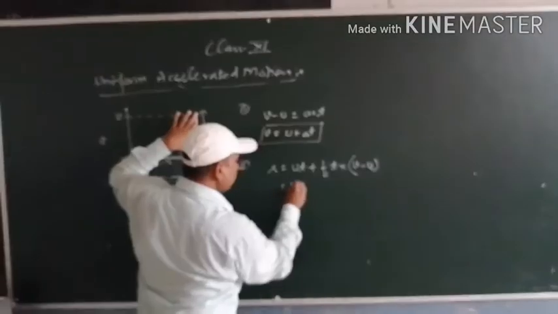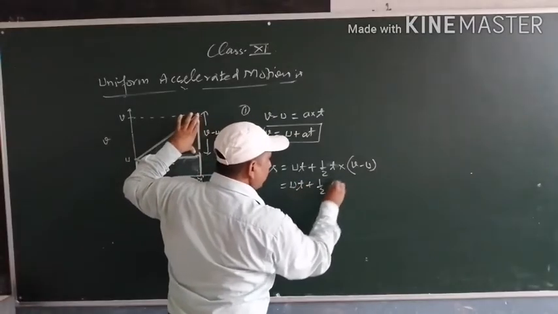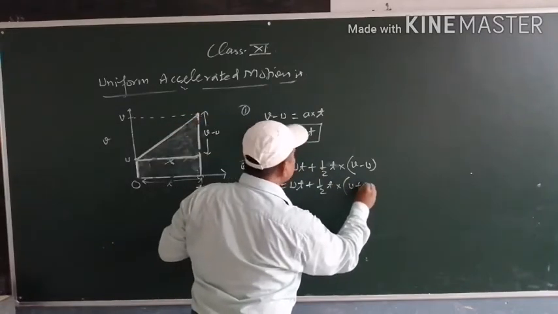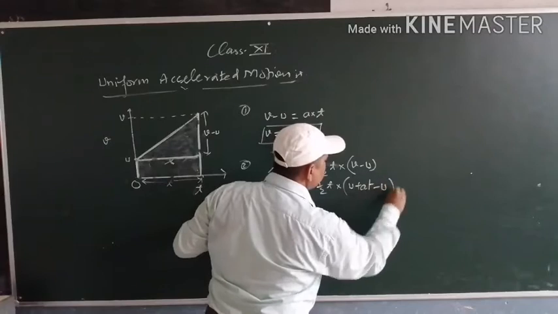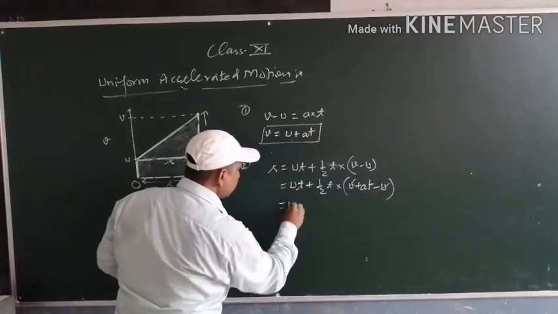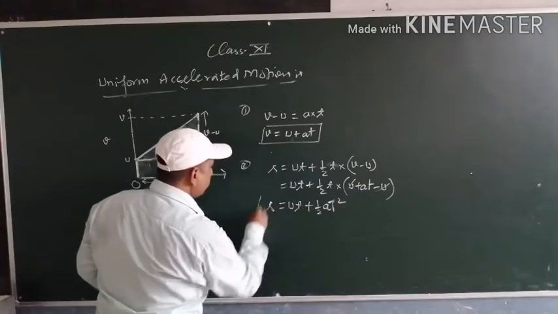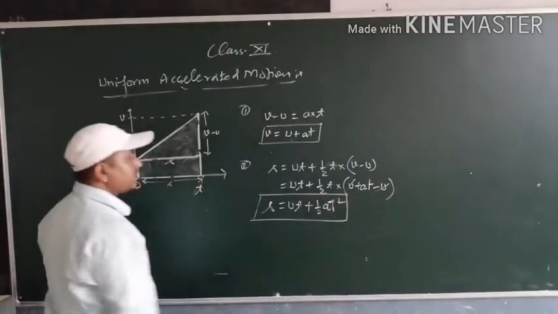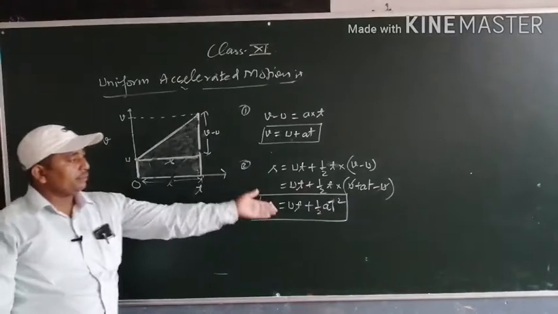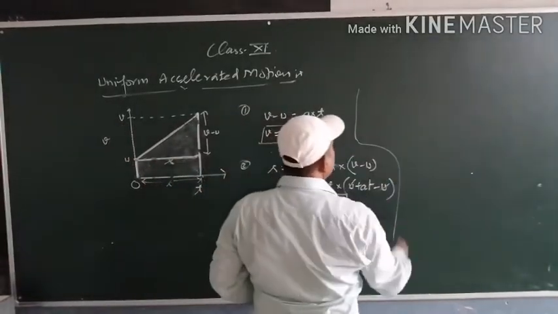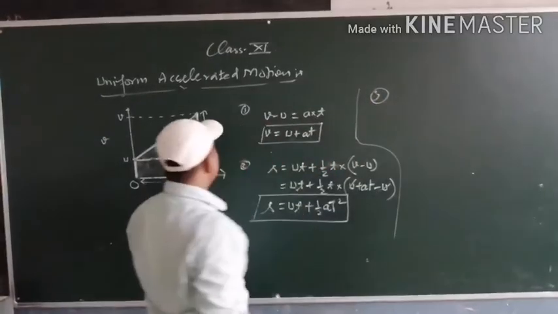If we put the value of v from here, then we get u plus at minus u, and u will be cancelled, giving ut plus half at square. This is the value of the displacement of the object, and this is the second kinematic equation.